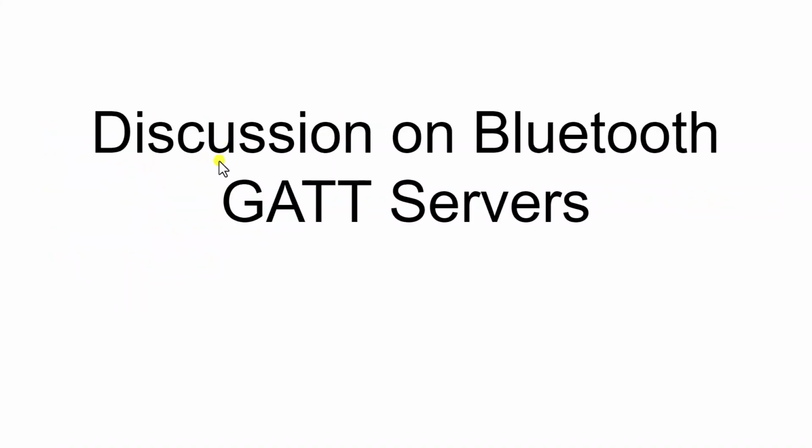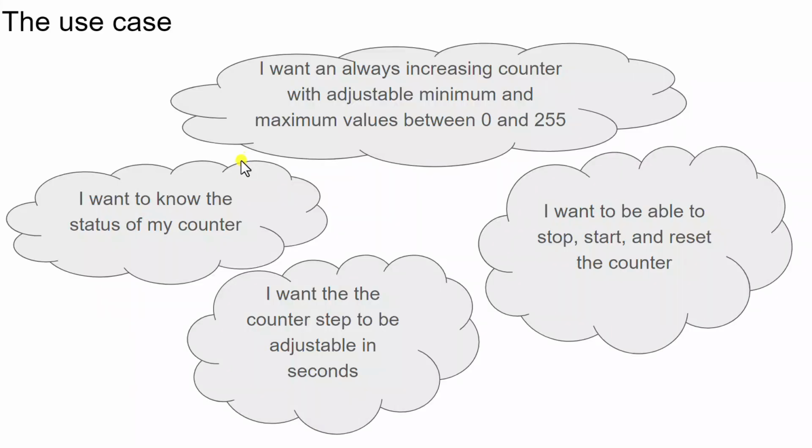And the way I like to think about it is to first start with the use case. And this use case will be what I actually implemented in code, and that was a counter. For this counter, I wanted it to always be an increasing counter with minimum and maximum values that were adjustable over Bluetooth and between 0 and 255, so 256 levels.